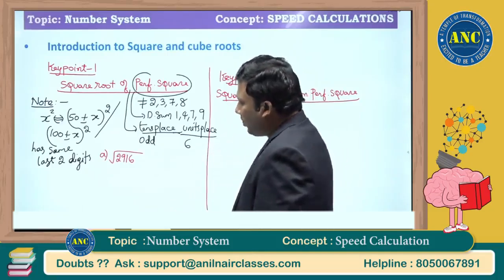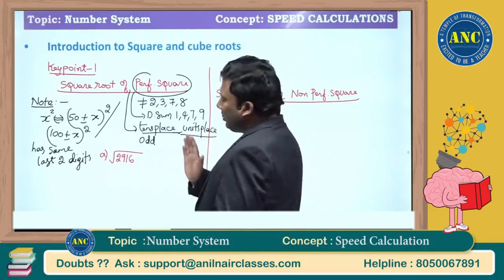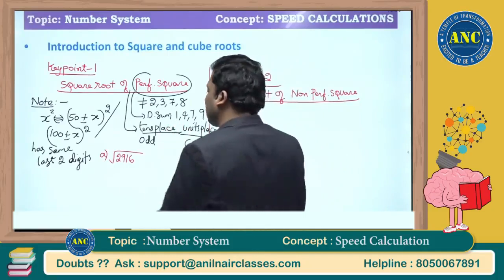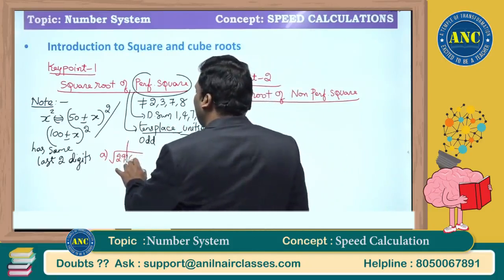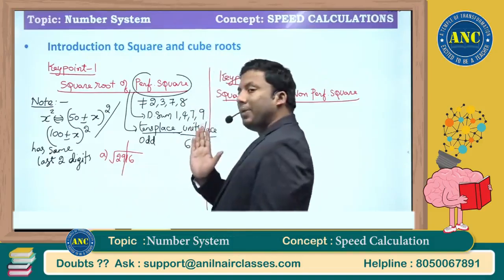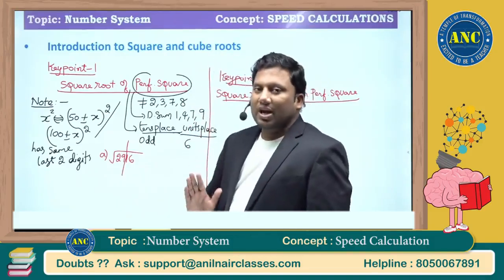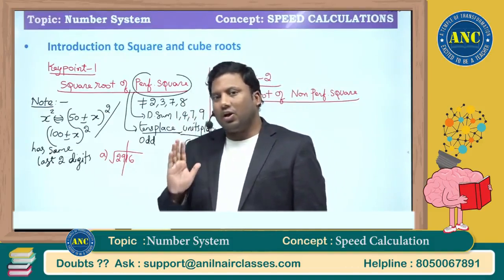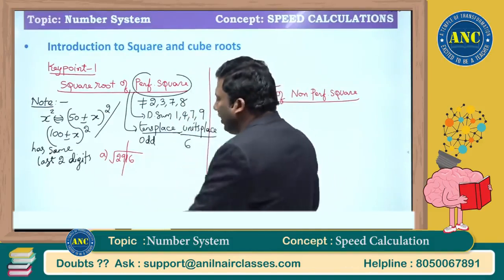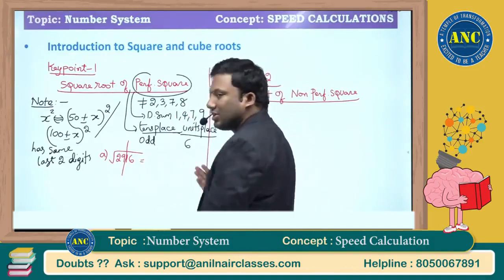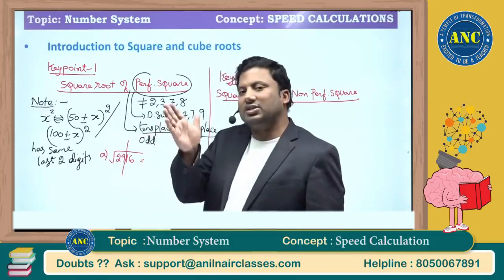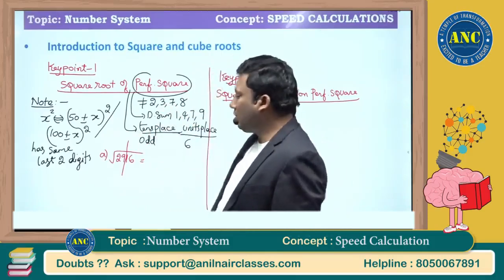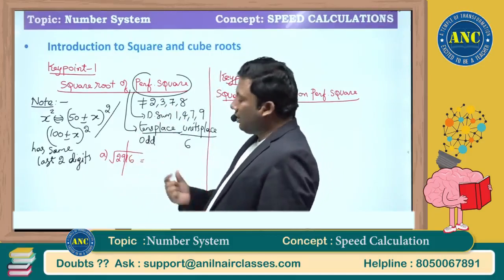I need to find out the square root of 2916. Step number 1: listen carefully, start from the right hand side. Keep a slash after 2 digits. If I need to find out the square root of a number, how to find out the number of digits in the answer? Start from the right hand side and keep a slash after 2 digits.